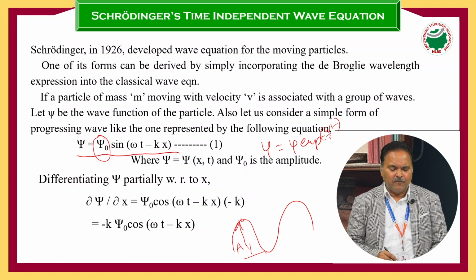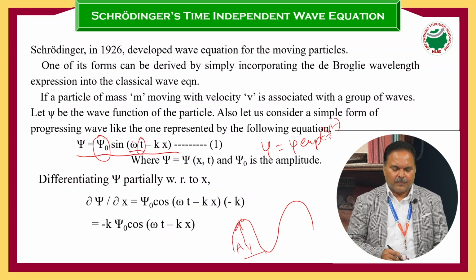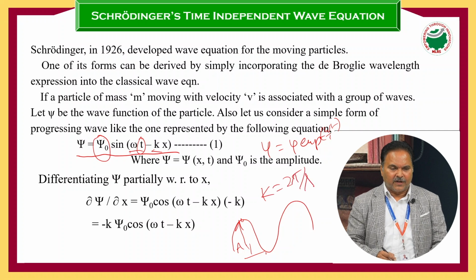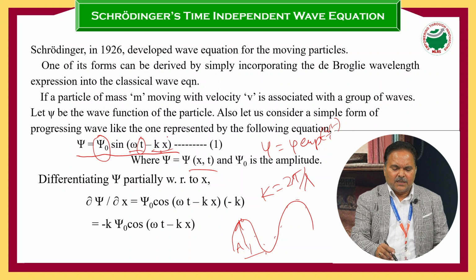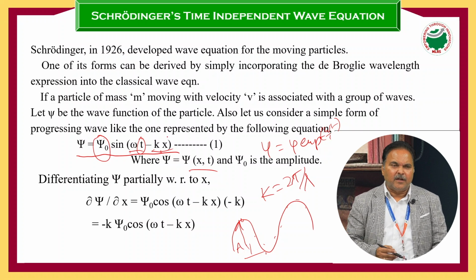The wave looks like a sine wave, and omega is the angular velocity. t is the time, and k is the wave vector, k equal to 2 pi by lambda. Then x is the position, which position in that wave. So that is a general wave equation. It represents position as well as time. Now we need the time independent wave equation.